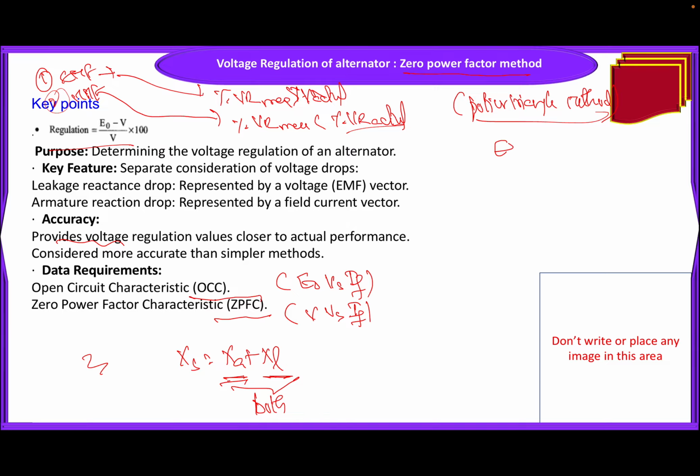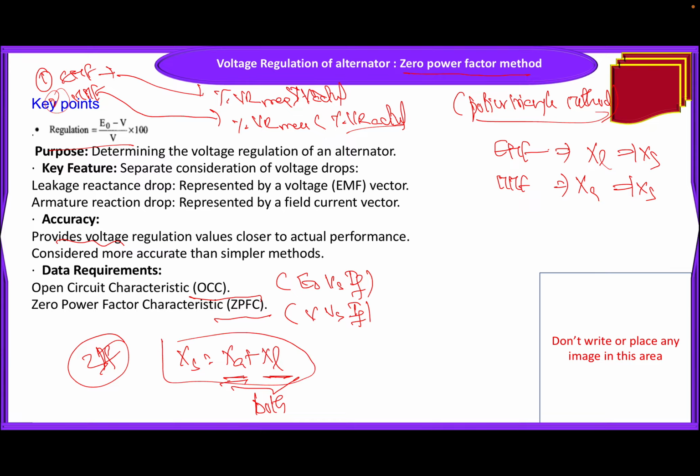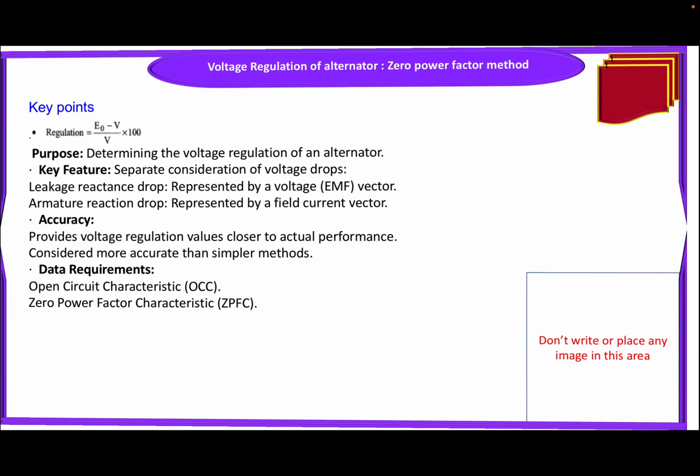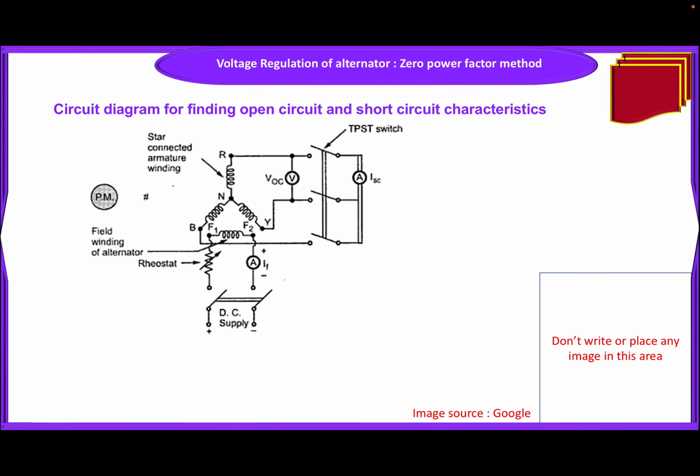In the EMF method we only considered XL as the complete reactance. In the MMF method we considered only XA as the complete synchronous reactance. Whereas in the ZPF method, the synchronous reactance itself is a combination of armature reactance plus leakage reactance, and we consider them separately so that we can estimate the exact values. Let's discuss the actual steps of the characteristics.